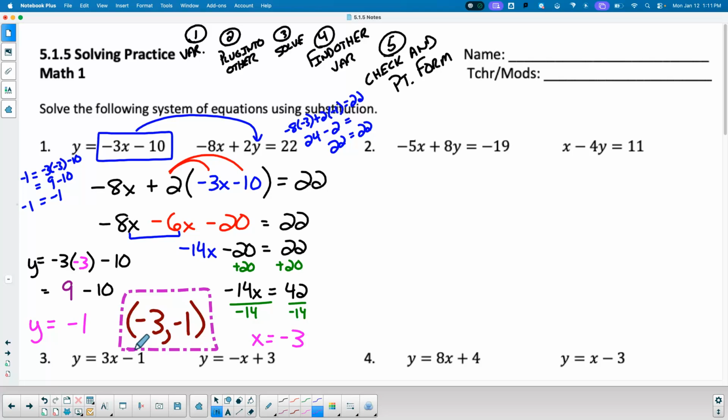Make it easy on yourself. The right one for which variable? Give you another chance. We want to solve the right one for x. That's the easiest one to solve for. So step 1 says we're going to solve this right equation for x. Okay? How do I solve that equation for x? I'm going to add 4y to both sides. Yep.